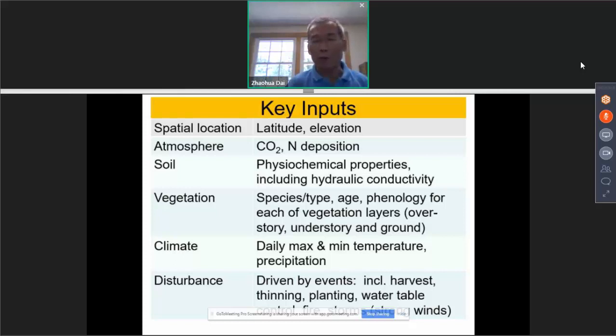You just give exactly what occurred, including harvesting, thinning, planting, and water table control, which is only for the wetland, and also hurricanes or cyclones and strong winds. You just give exactly the events, including the time and the damage level, and then the model can run that.